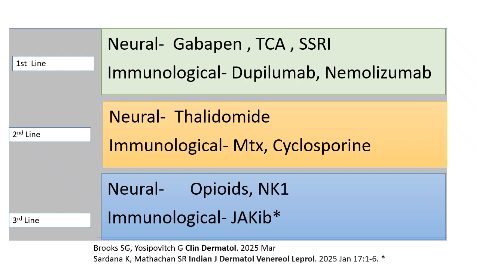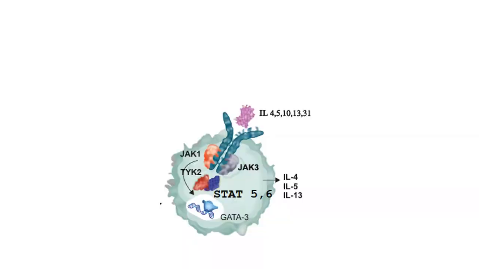Then again, second line, you've got thalidomide. It's classified as a neural drug, but it works on both mechanisms. Then you've got methotrexate and cyclosporine. And then, of course, third line, you have opioids, NK1 receptor antagonists, and many more fancy drugs, and of course, JAK inhibitors. So I'm going to show you where these drugs actually work.